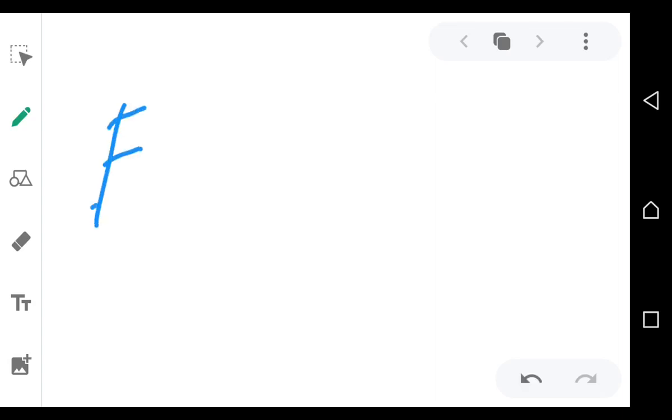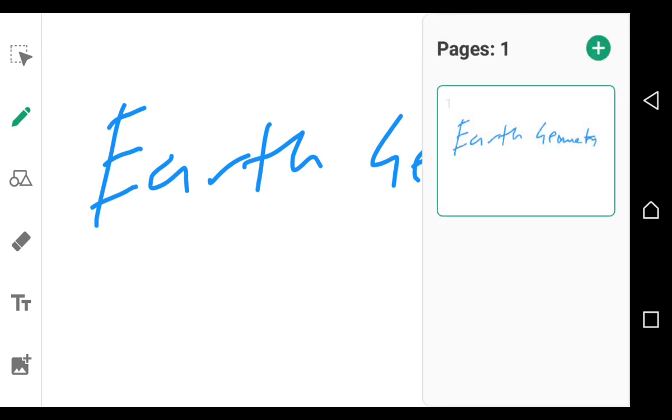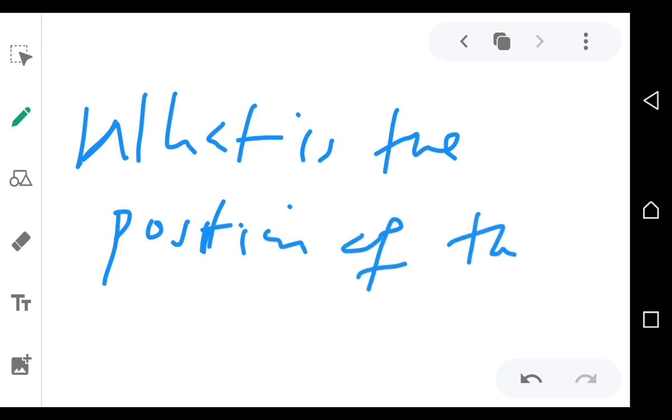So in Earth geometry, they can ask you a question like, what is the position of these given points?